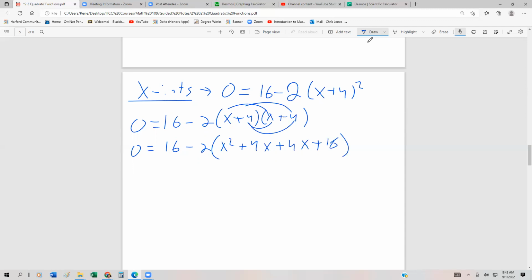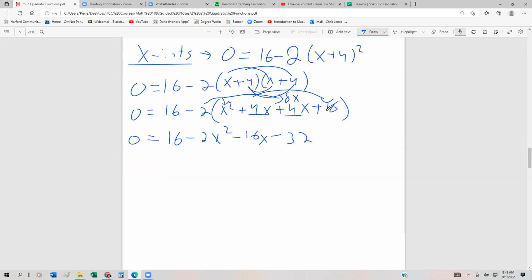Okay. We're going to collect like terms. That's going to be 8x inside. And so one way to write this would be 16 minus 2x squared minus 16x, and then minus 32. All right, so what I did was distribute the -2 to all three of the terms. Last thing we're going to do is combine like terms, and we get that 0 is equal to -2x squared minus 16x minus 16.